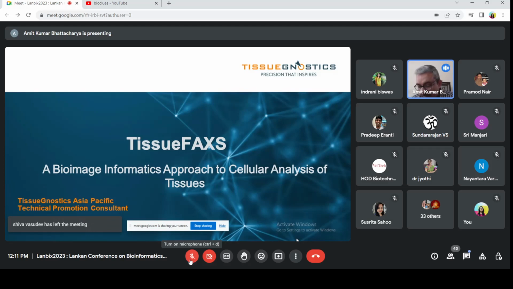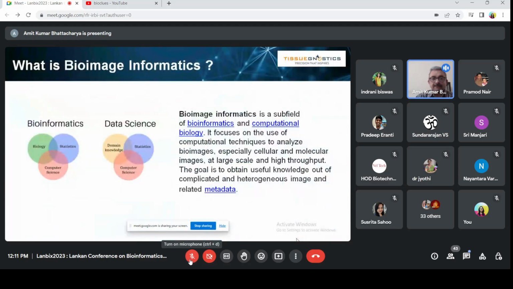This is an extension of what Dr. Manjari has just spoken about. I'll give you a little background of what the technology is about, and then what the company's technology is about and its product. So what is bioimage informatics? We can understand that this is informatics. It is therefore a branch of data science and therefore also a branch of bioinformatics.